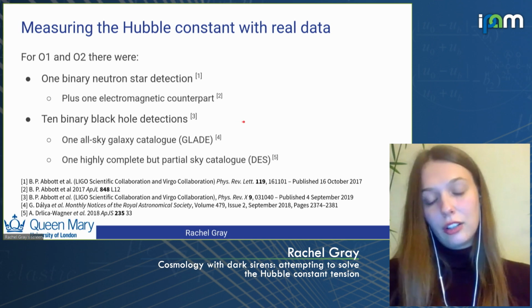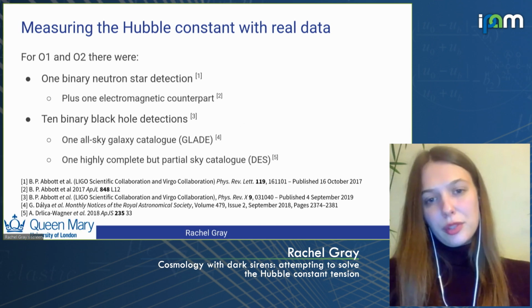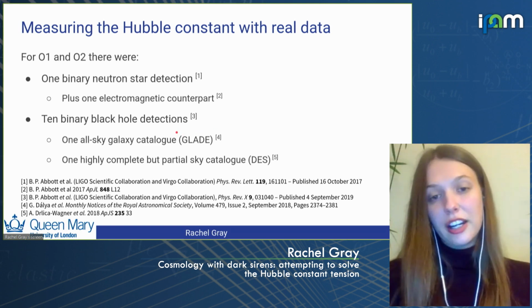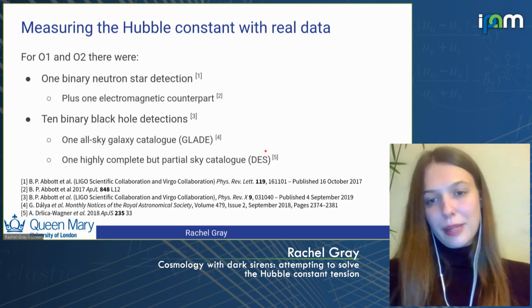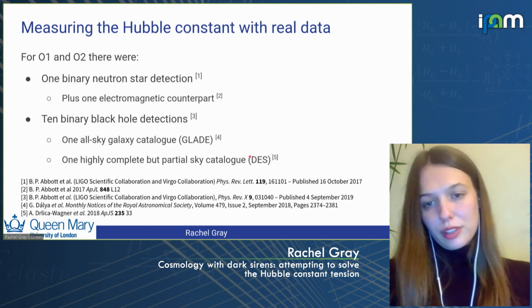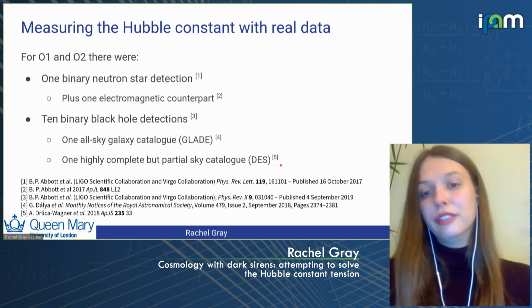The first was the GLADE catalogue. This is the composite catalogue I mentioned, which has pretty much full sky coverage, which is why it was very useful. It doesn't go particularly deep in redshift, but its full coverage means that it was good for the events which covered large sky areas. And then there was also the DES catalogue, a public version of the DES catalogue, which is highly complete, but only covers a patch of the sky. And so there was one gravitational wave event that was localized mostly within this area, and so it was used to provide the best possible redshift information for that event.